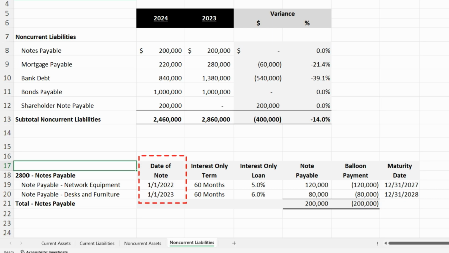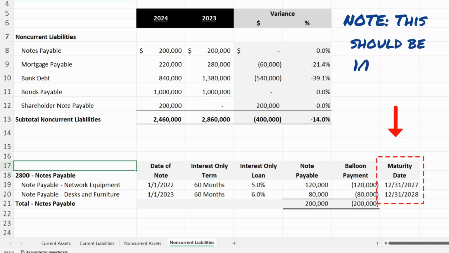There's going to be a date that it was issued. There's going to be a term of the promissory note. Is it 5 years? Is it 7 years? There's going to be an interest rate. What is the interest that is being charged on borrowing the money? And then the maturity date. When is the note actually due?